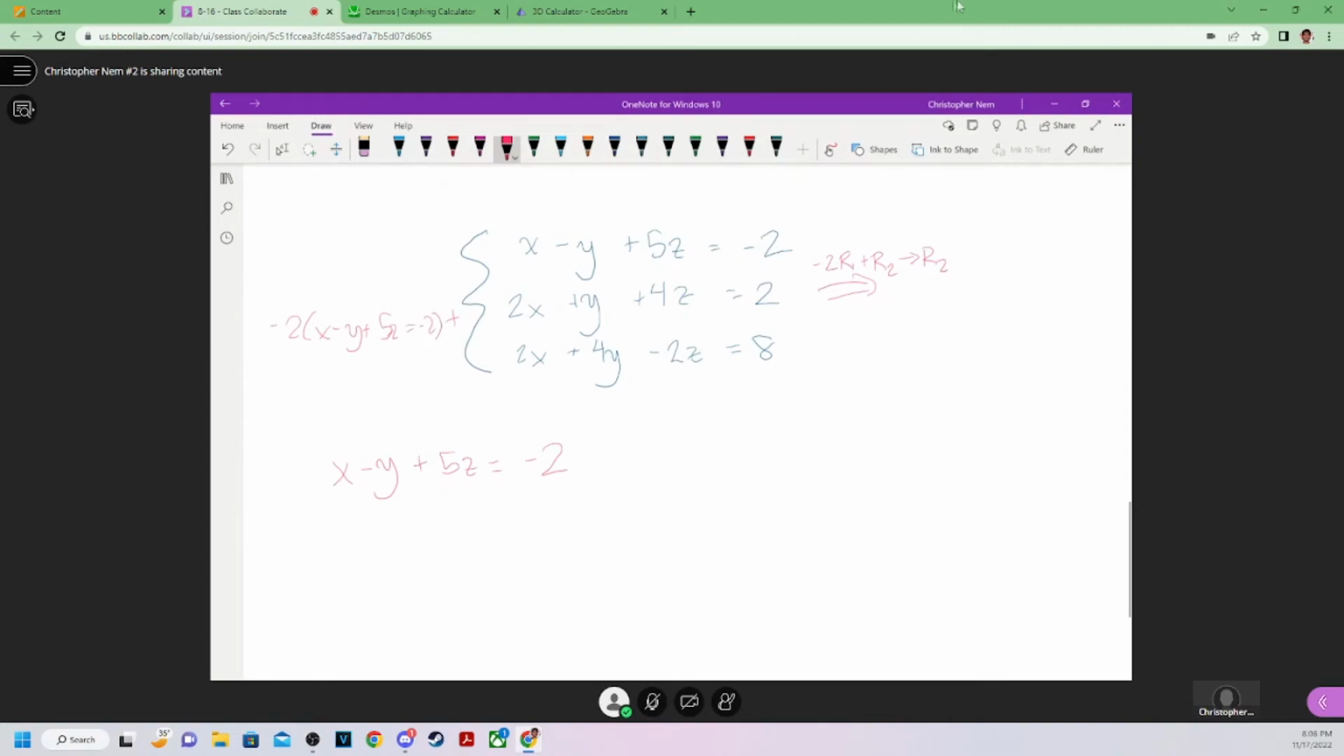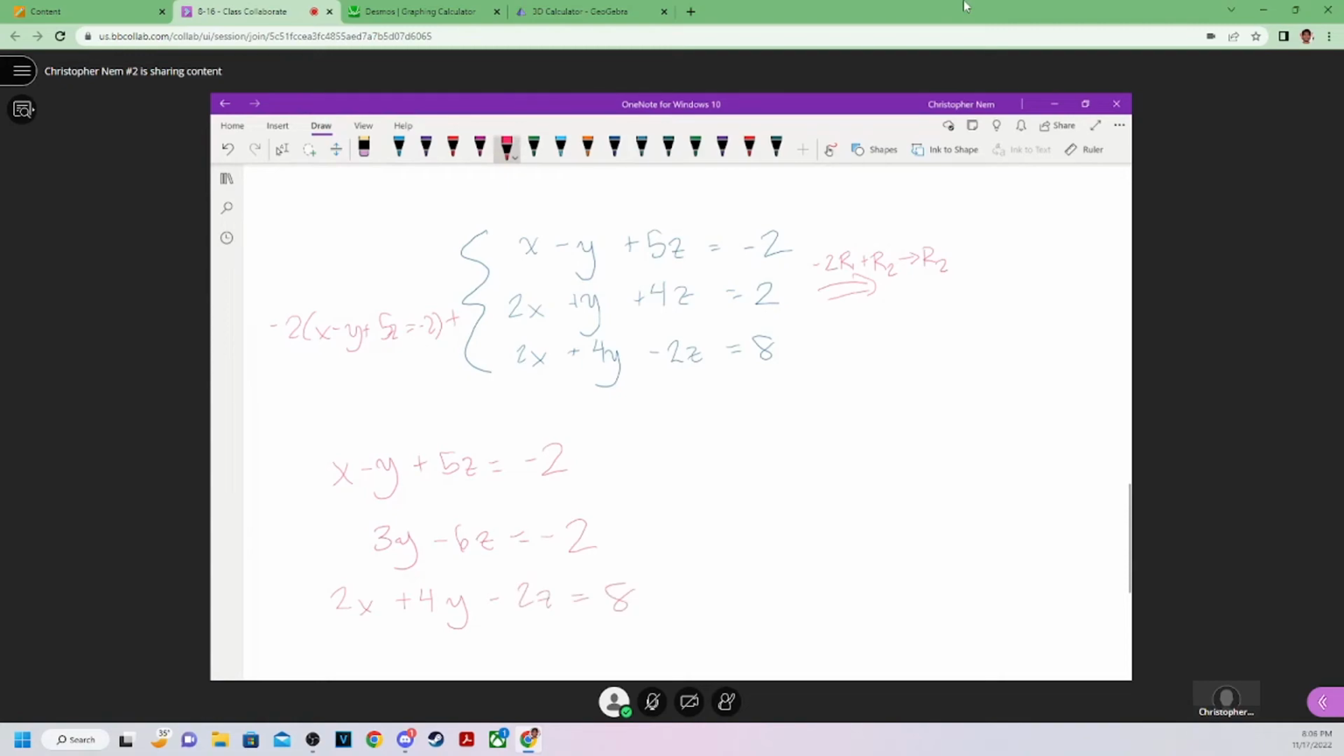Okay? So if I add them together, the x's are gone, thankfully. The y's, I have negative 2 times negative y, which is positive 2y plus y. That's 3y. Negative 2 times 5z, that's negative 10z, plus 4z, that is negative 6z, equals negative 4 plus 2 is negative 2. And the final part is just 2x plus 4y minus 2z equals 8.